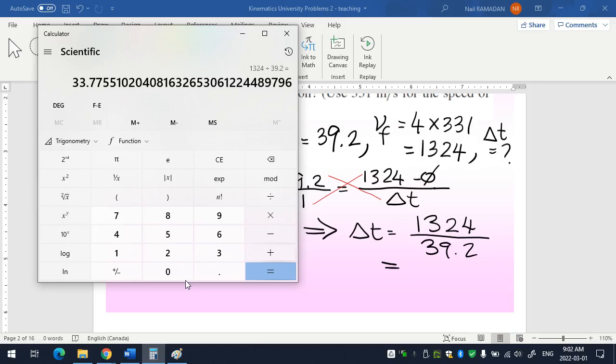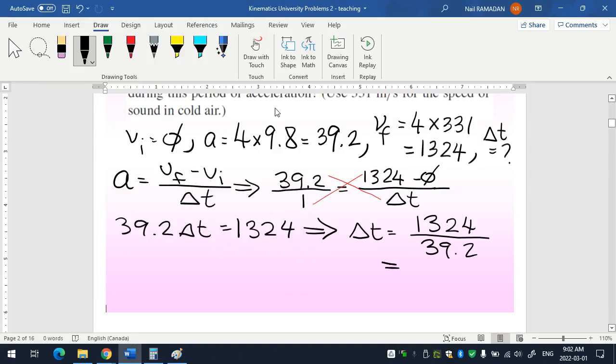What would that be to 3 sig figs? Cut it at 3. Yep, 33.77. This 7 is going to bump the first 7 to an 8. So 33.8. In what unit? It's a time, so it's seconds.